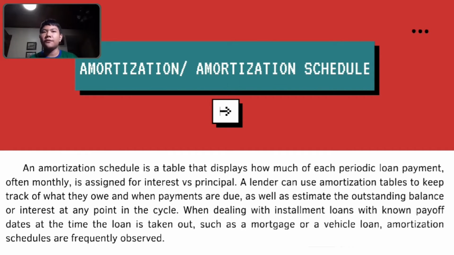An amortization schedule is a table that displays how much of each periodic loan payment, often monthly, is assigned for interest versus the principal. A lender can use amortization tables to keep track of what they owe and when payments are due, as well as estimate the outstanding balance or the interest at any point in the cycle. When dealing with installment loans with known payoff dates at the time the loan is taken out, such as a mortgage or a vehicle loan, amortization schedules are frequently observed.